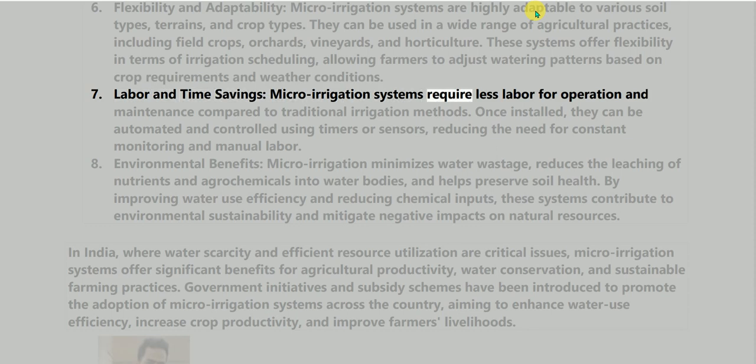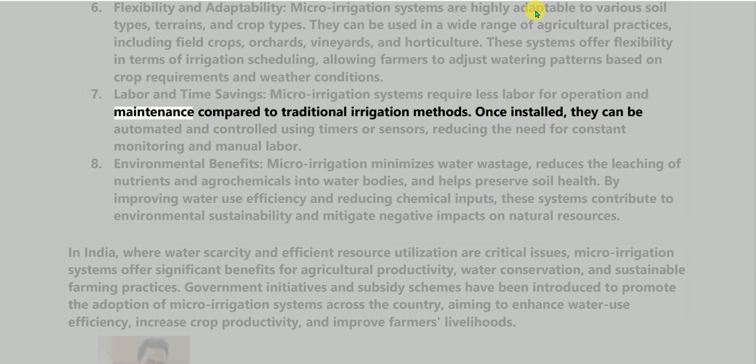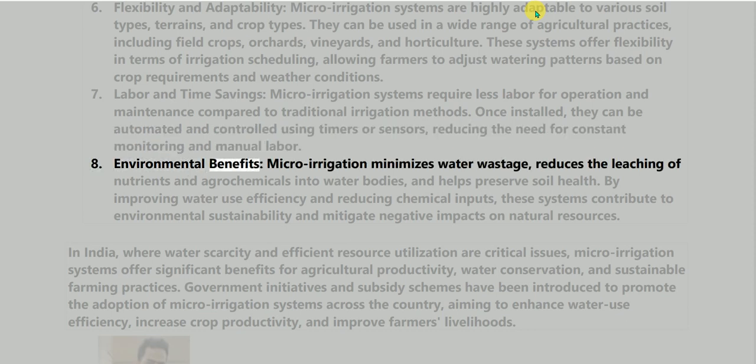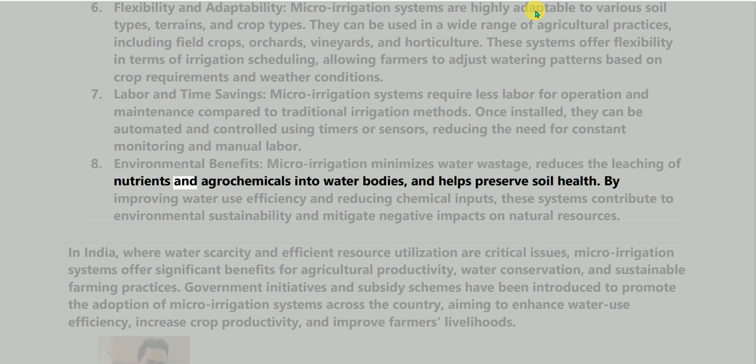Micro-irrigation systems require less labor for operation and maintenance compared to traditional irrigation methods. Once installed, they can be automated and controlled using timers or sensors, reducing the need for constant monitoring and manual labor. 8. Environmental benefits. Micro-irrigation minimizes water wastage, reduces the leaching of nutrients and agrochemicals into water bodies, and helps preserve soil health.